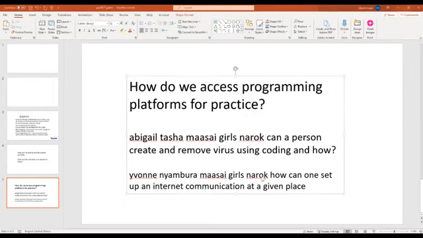Yvonne, Nyambura Masai Girls, Narok asked, how can one set up internet communication at a given place? Which problem again are you solving with the internet communication? That's why today we wanted you to know, let us look at this as a problem-based project. It is not just solving problems, it's about problems.